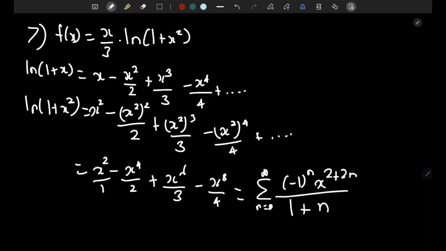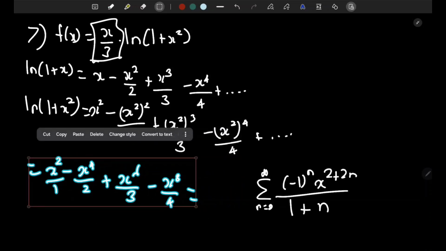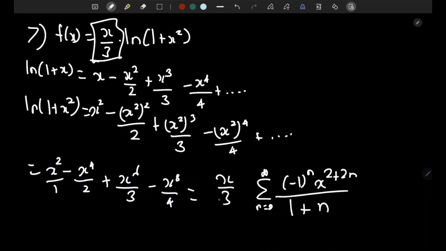Now don't forget that we did have x over 3 multiplied by this entire series. So if I make some space over here, you could write x over 3 multiplied by the series, and we notice that we do have an x over here. So what we can do is just add 1 to the power in this series. So it's going to be 3 plus 2n, and we can get rid of this one, and we can leave the 1 over 3 outside. It doesn't really matter.